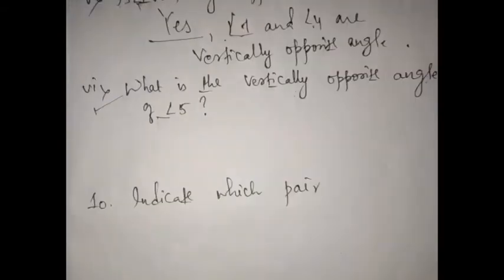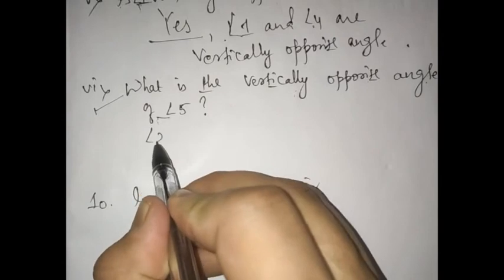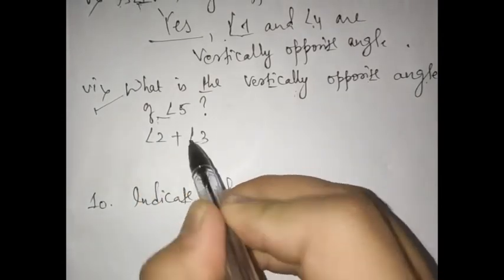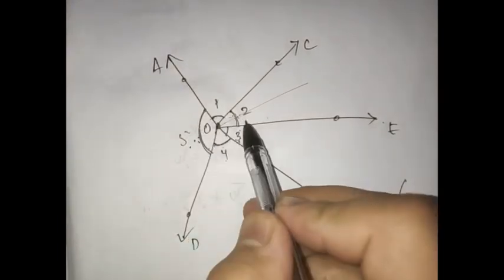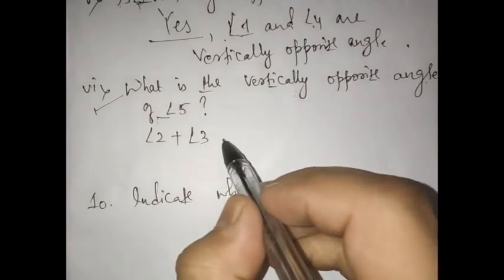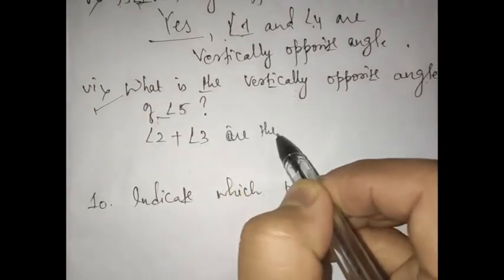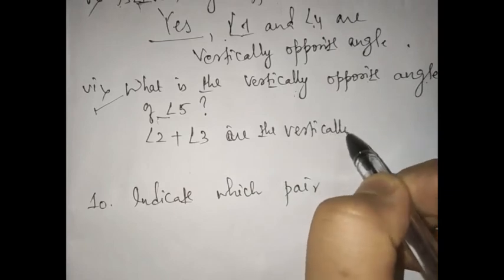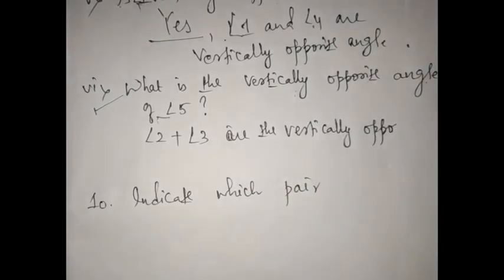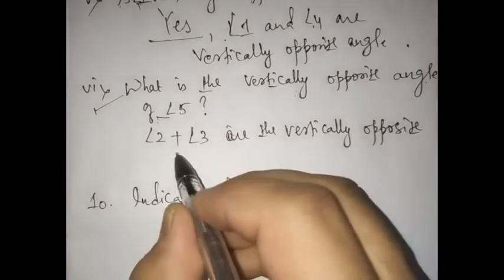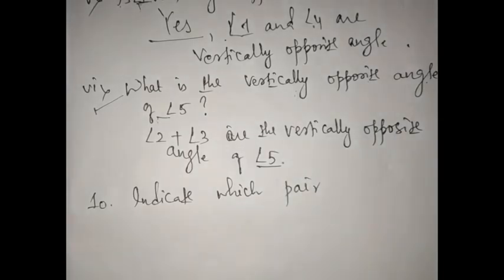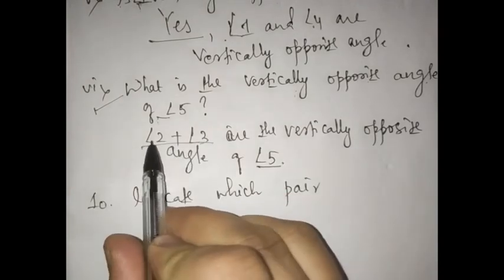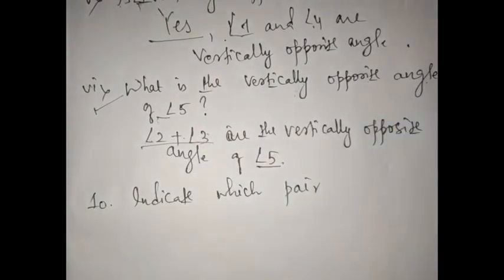So you are going to write here that angle 2 plus angle 3, because opposite of 5 you can find the 2 angles, that is 2 and 3. So angle 2 plus 3 are the vertically opposite angle of angle 5. I hope this is clear to you. If you have more than 2 angles opposite to any angle, then you will consider all the angles, and after getting the addition, that would be a vertically opposite angle.